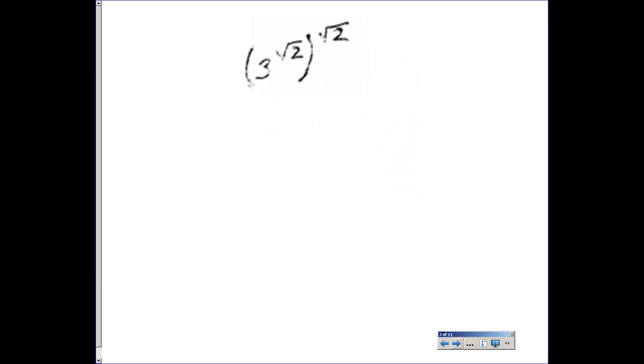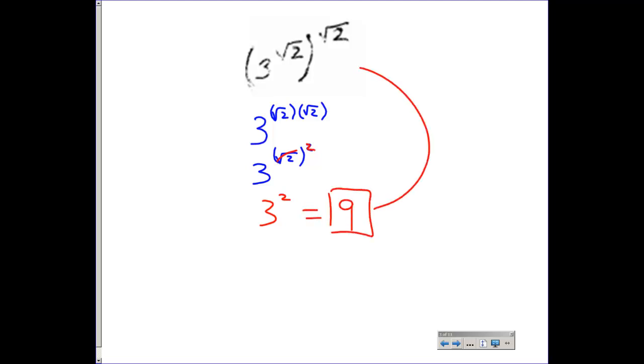Here we have a power raised to a power. So 3 to the square root of 2, times the square root of 2. Square root of 2 times square root of 2 is going to give square root of 2 to the second power. And what happens is this 2 cancels with the radical, leaving 3 to the second power. And 3 to the second power is just 9. And the simplification of this problem is just 9.